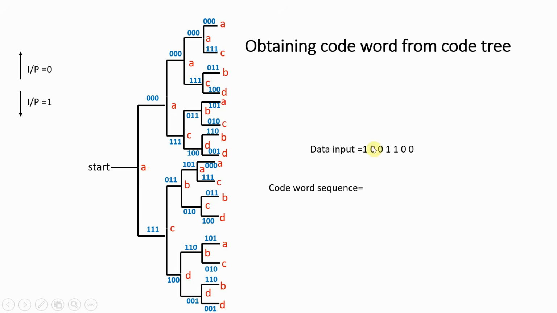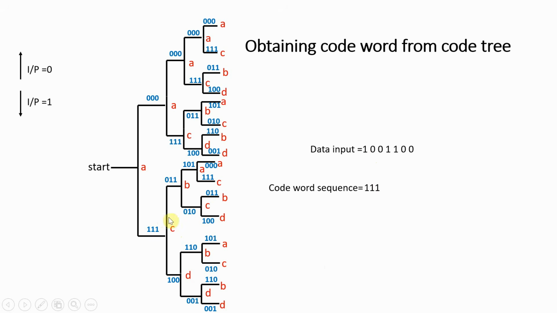Now our input is 1. So where should we go? We should go down, because for input 1 we go downwards. If input is 0 we go upwards. So the first bit is 1, we go downwards. When we are in state A and input 1 arrives, our next state is state C and the corresponding output is 1 1 1. So the output corresponding to bit 1 is 1 1 1.